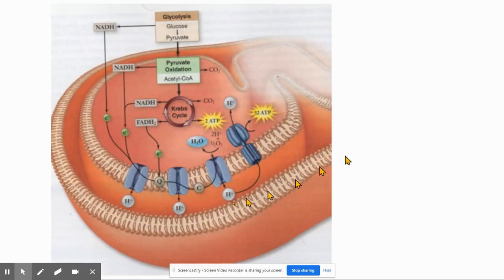And I'll show you that here. So right here, these hydrogens are getting pumped this way. So you have more hydrogens out here than in here. And those hydrogens want to flow that way. And the easiest way for them to flow back is through this ATP synthase right here. So they're going to flow here, and this actually ratchets around, and it doesn't show it here, but it's going to take ADP plus Pi, and it's going to make 32 ATP. So that's cellular respiration.